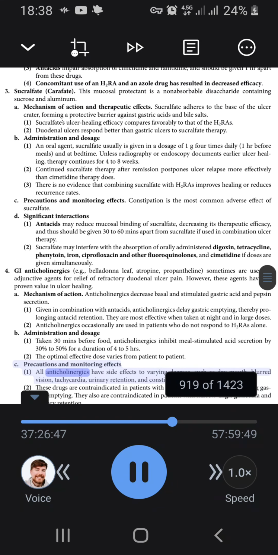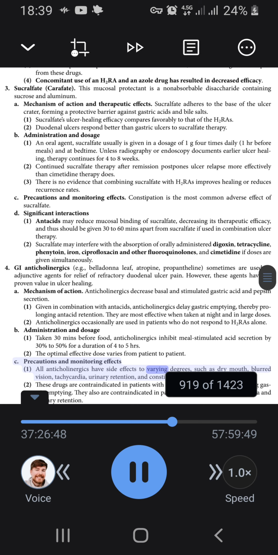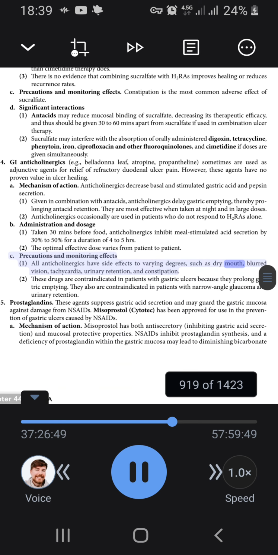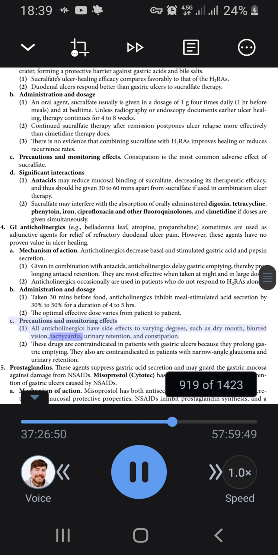1. All anticholinergics have side effects to varying degrees, such as dry mouth, blurred vision, tachycardia, urinary retention, and constipation. 2. These drugs are contraindicated in patients with gastric ulcers because they prolong gastric emptying. They also are contraindicated in patients with narrow-angle glaucoma and urinary retention.